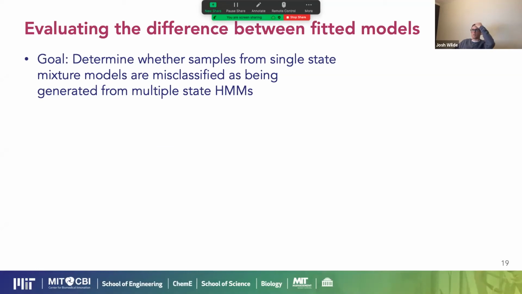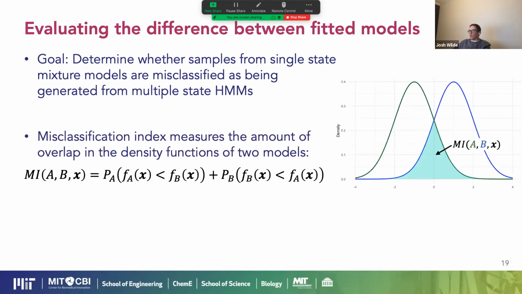In particular, if you assume that the true model behind generating these sequences that we observe is a single state mixture model, what's the chance that those samples are actually misclassified as being generated from multiple state models, which is the phenomenon we observe? It's actually a pretty simple procedure that we use to quantify this. And it comes from the concept of a misclassification index.